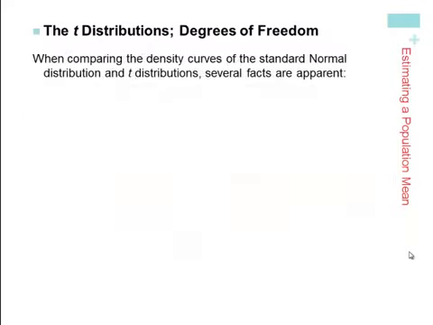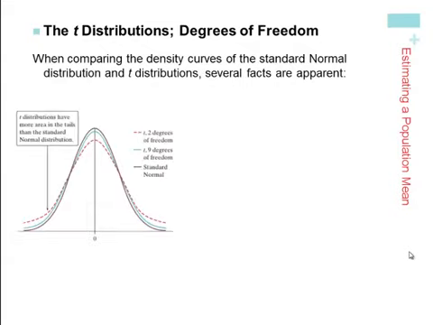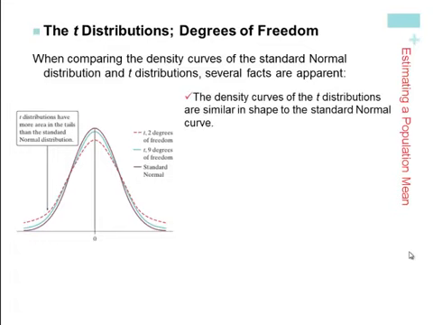There are several facts that are apparent when comparing a t-distribution to a standard normal distribution. Here in the picture you can see the purple curve is a standard normal curve, the red dashed line is a t-distribution with degrees of freedom of 2, and the light blue solid line is a t-distribution with 9 degrees of freedom. Some of those similarities and differences are: a t-distribution has a similar shape to a normal distribution.